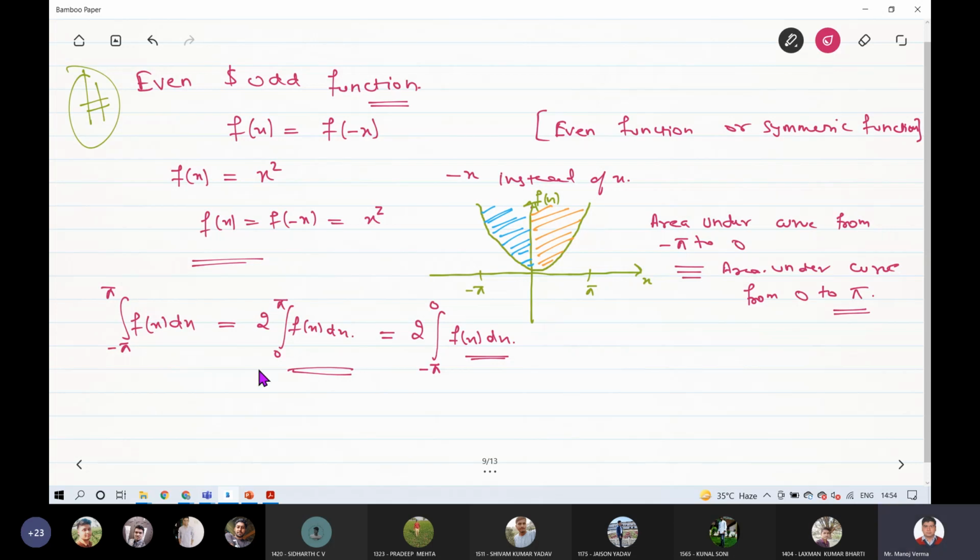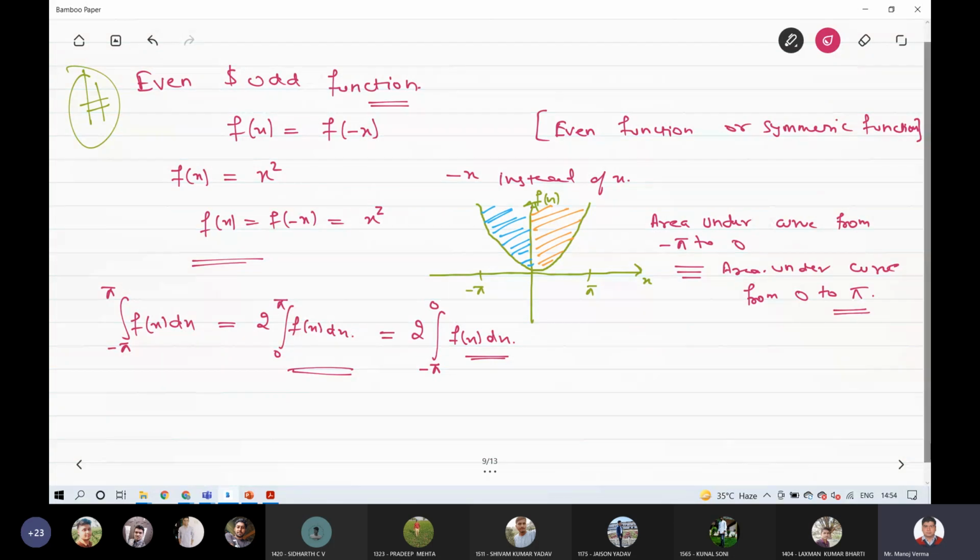Now this particular property helps us in reducing the steps when we are inserting the limits. For example, in any function, generally when you insert 0 instead of minus pi as a lower limit, the expression simplifies early. So this was all about the even functions.